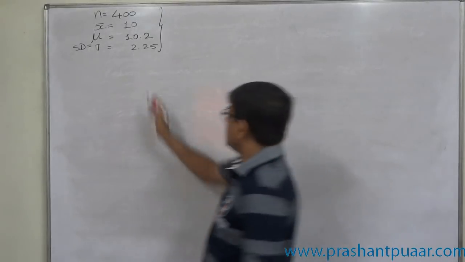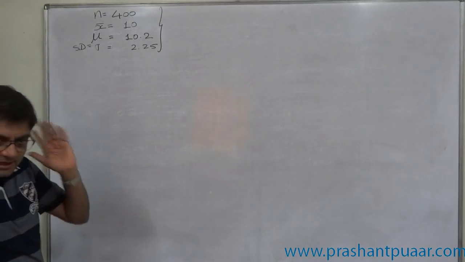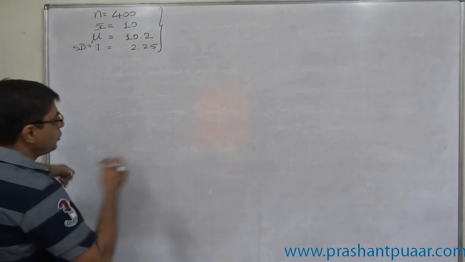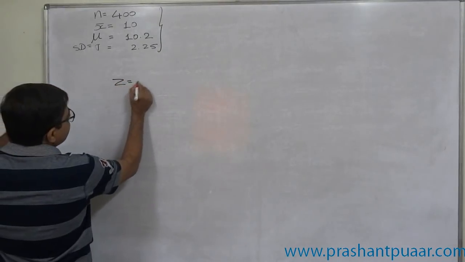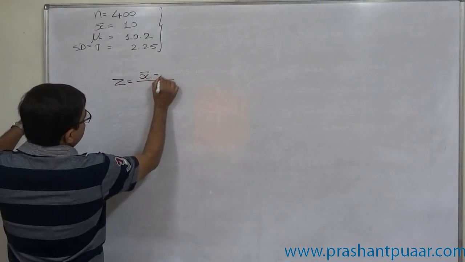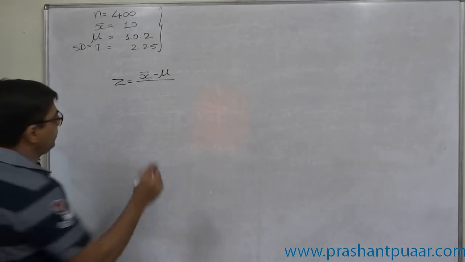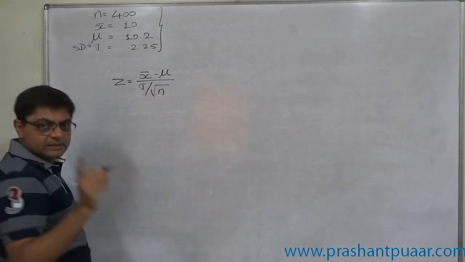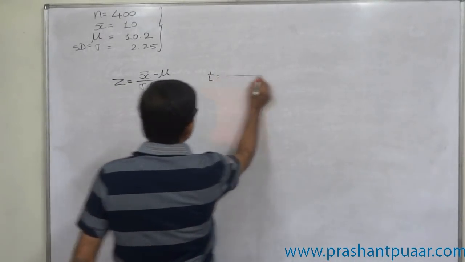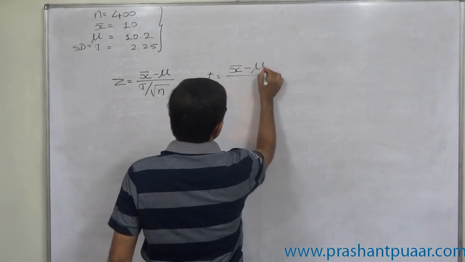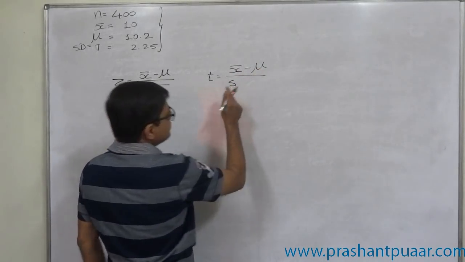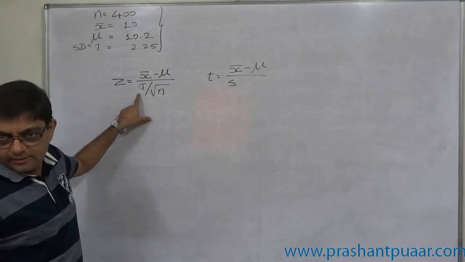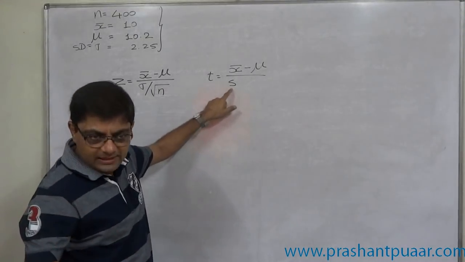Okay? Now, which formula? First of all, just try to visualize the formula in which all these are the ingredients. There are two similar formulas. One is z equals x bar minus mu, or sample mean minus population mean, divided by standard deviation upon square root of n. The similar formula is there in case of t-test: x bar minus mu upon standard deviation. What is the difference between these two? If we use small sigma, it is known as population standard deviation. If we use s, it is known as sample standard deviation.